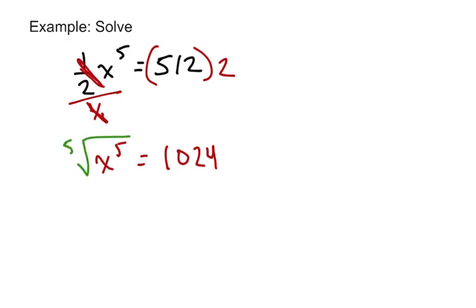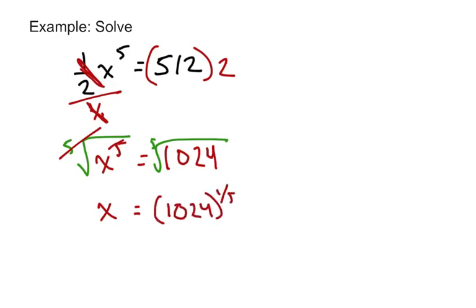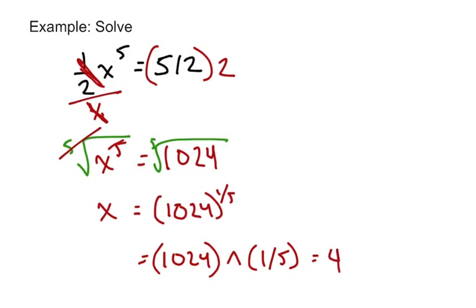So I'm going to take the 5th root of both sides. So the 5th root of x to the 5th cancel each other out, and we're left with x. And we have to find out what the 5th root of 1024 is. So take 1024 to the 1/5 power. Type that in your calculator. 1024 to the 1/5 power. What we get is 4. So x equals 4.